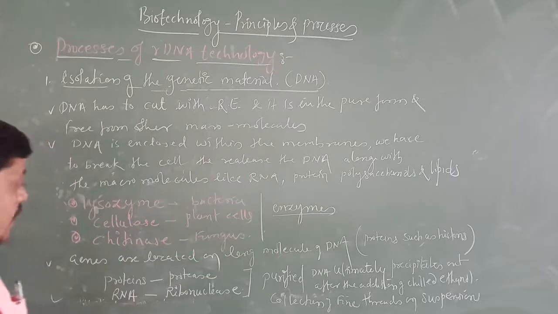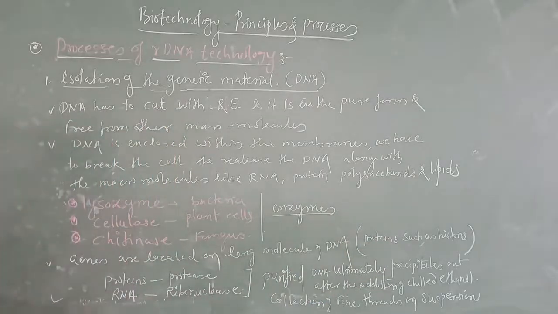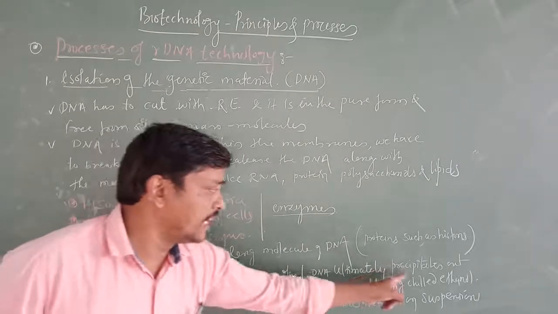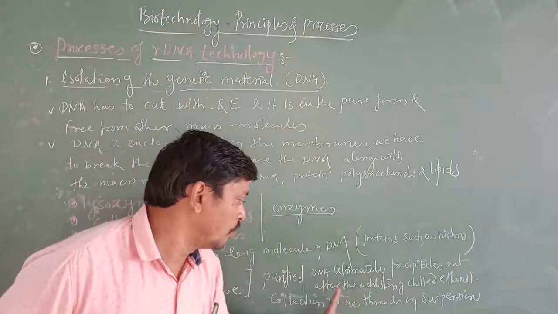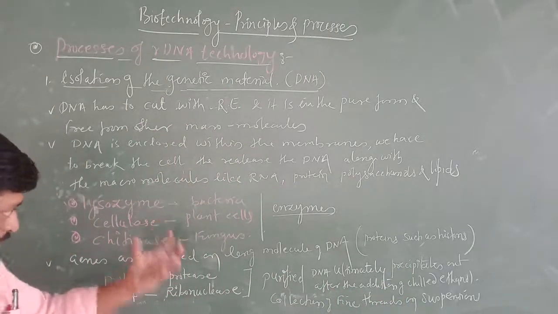Now the next thing: I told you genes are located on a long molecule of DNA, and there you find proteins such as histones. We make the DNA free from proteins by using protease. We make the DNA free from RNAs using ribonuclease. After this, we purify the DNA. Ultimately, it is precipitated out after the addition of chilled ethanol, and then we extract the pure form of DNA.